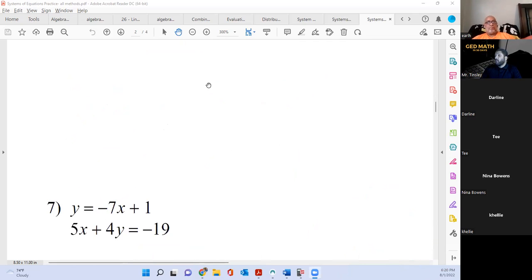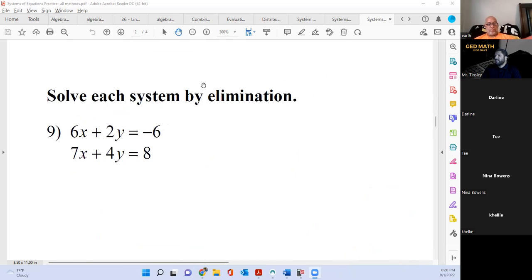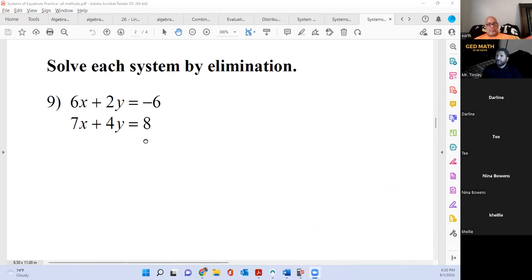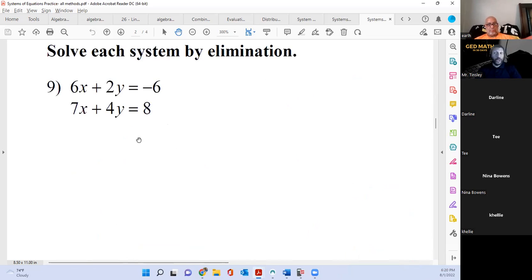So let's look at another one where you may have to multiply. Let's do this one. And again, system of equations may be 1 or 2 problems, so we're not going to spend a whole lot of time on system of equations, but you should know how to solve it. Okay, so 6x plus 2y equals negative 6, 7x plus 4y equals, what? Mr. Tinsley said they're going to be, well, not all the time.